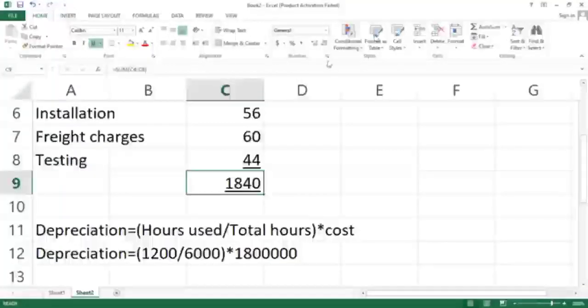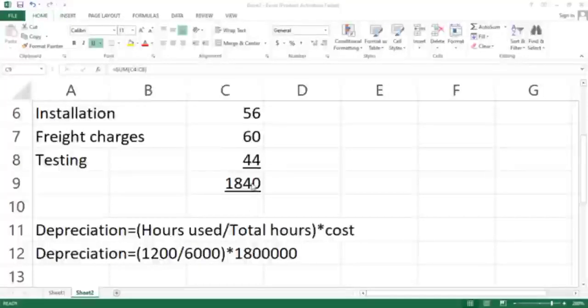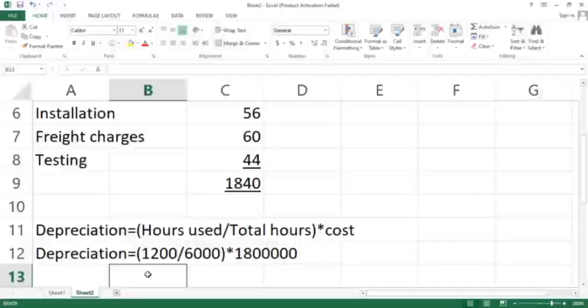Okay, so are we okay with the residual value? Yes. So the depreciable amount will be the cost minus the residual value, isn't it? Yes. Okay, so what will be the depreciation now?